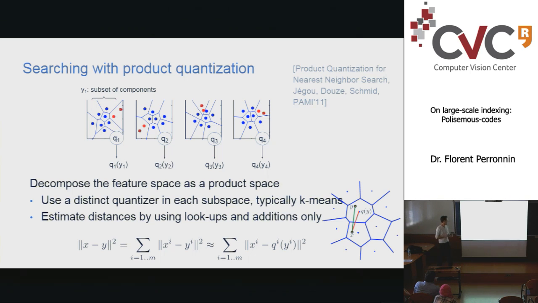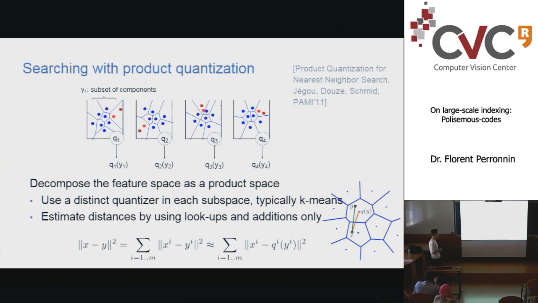Okay? So for instance, let's take a concrete example. I have a 128-dimensional vector. I have 16 subvectors of 8 dimensions. And then for each 8-dimensional vector, I can quantize it on 8 bits. Okay? Meaning I have 256 possible centroids. Then in the end, I will encode my vector on 128 bits.